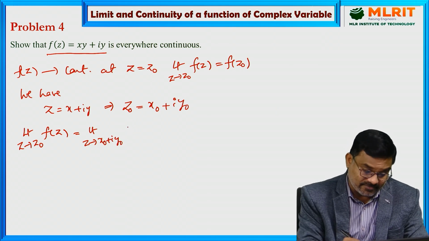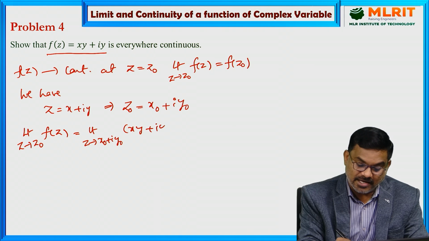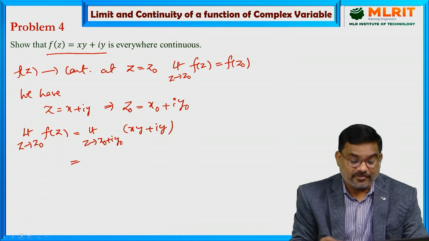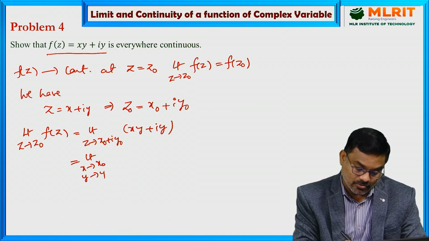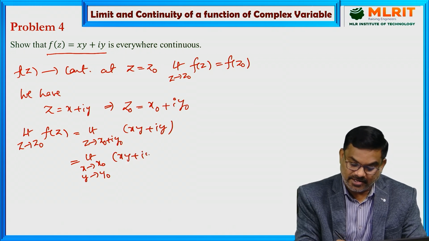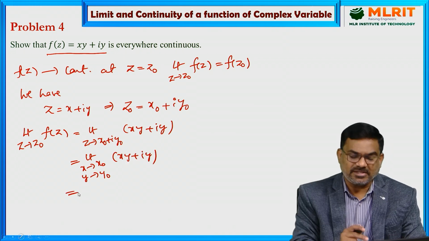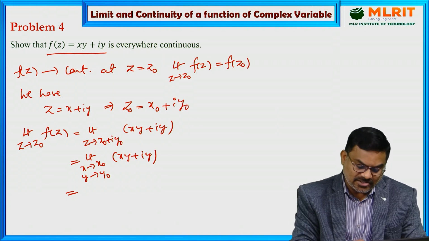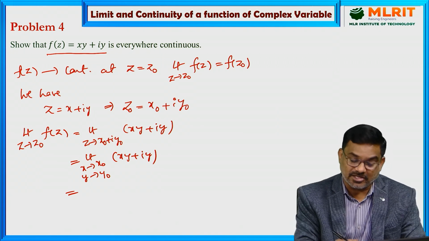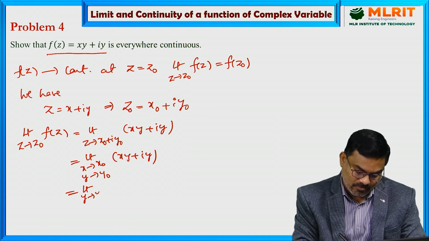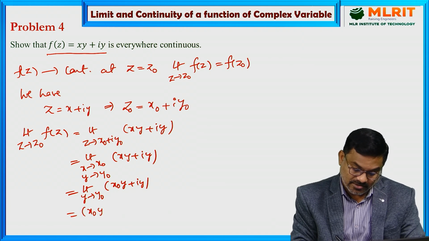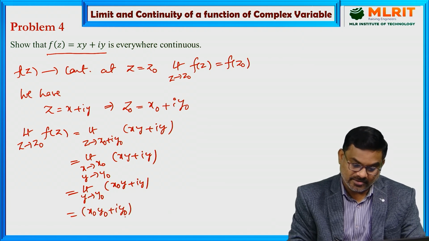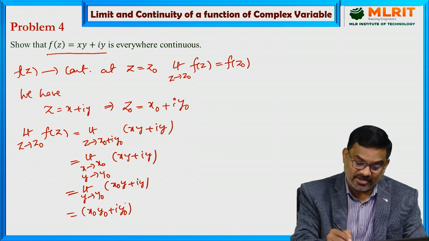And what is f of z? xy plus iy. So that means the limit as x tends to x naught, y tends to y naught of xy plus iy. Now for example, first if I apply the limit as x tends to x naught, then this becomes, as y tends to y naught, x naught y plus iy. Now again y tends to y naught: x naught y naught plus iy naught. Now what is this x naught y naught plus iy naught?